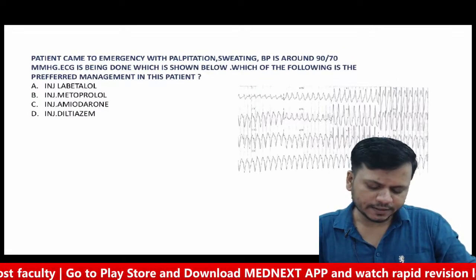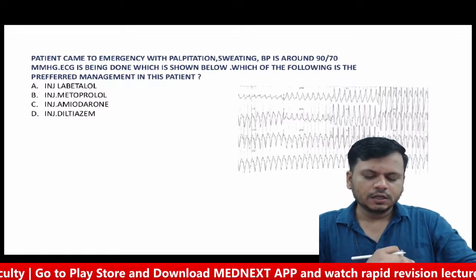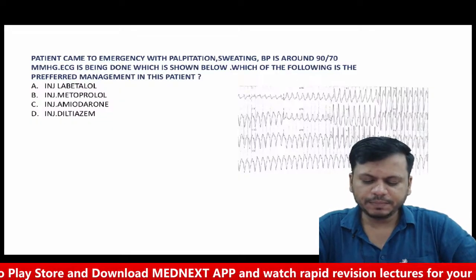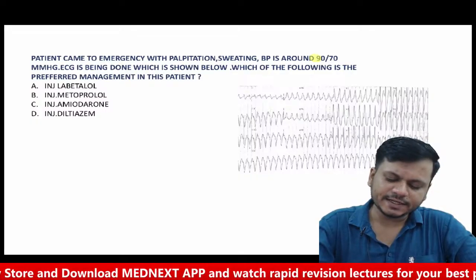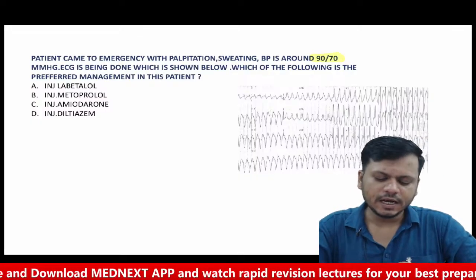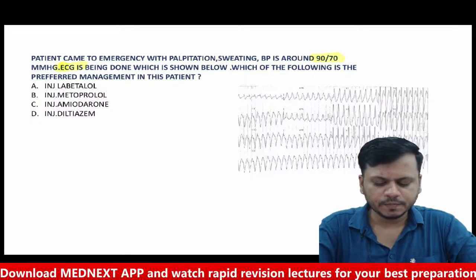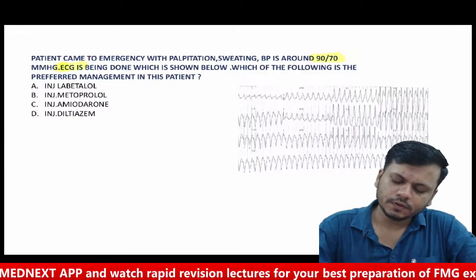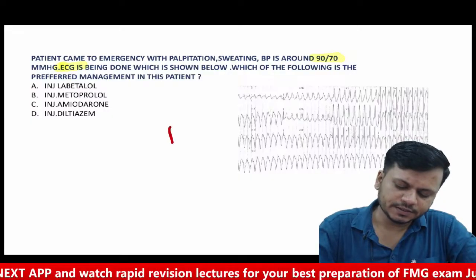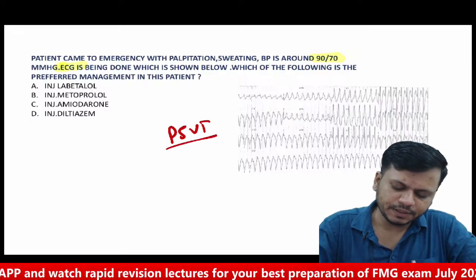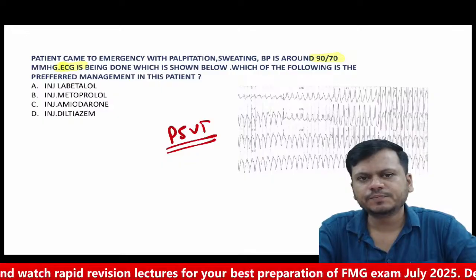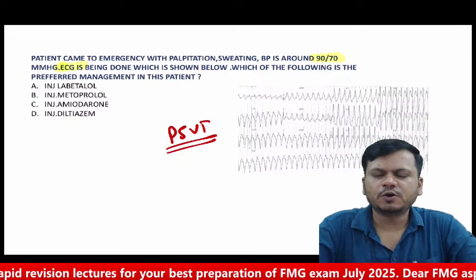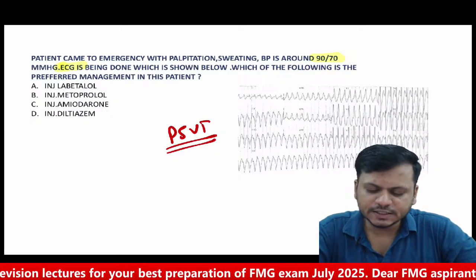Okay, let's go ahead. Patient came to emergency with palpitation, sweating, BP is around 90/70. ECG is being done. Now what is the answer over here? Sawtooth appearance, that is PSVT, right? The PSVT ECG was given. Now over here we are going to follow adult tachycardia guidelines.